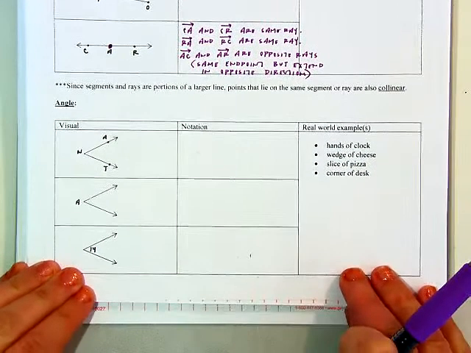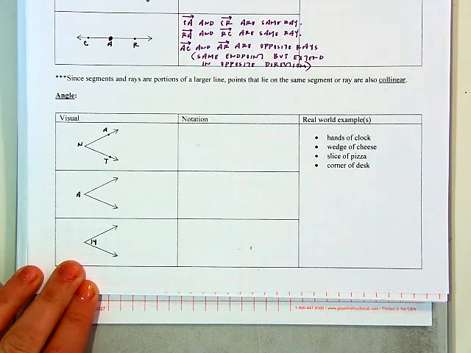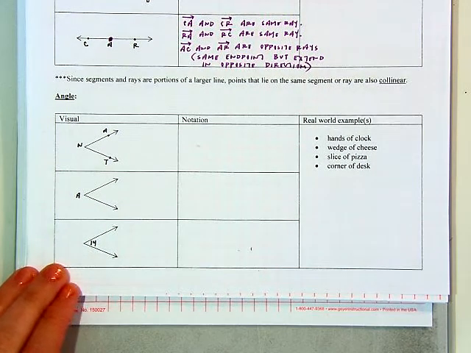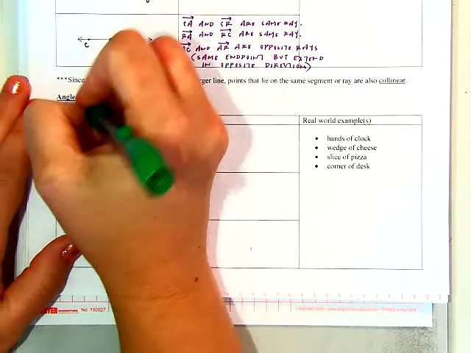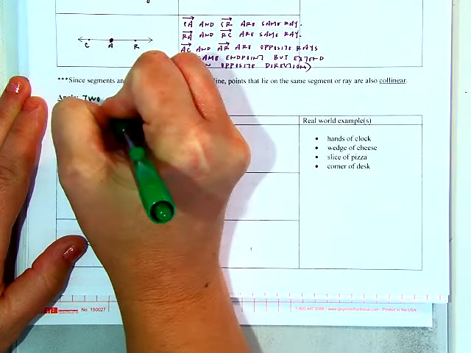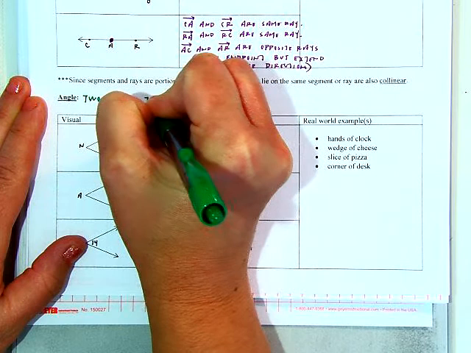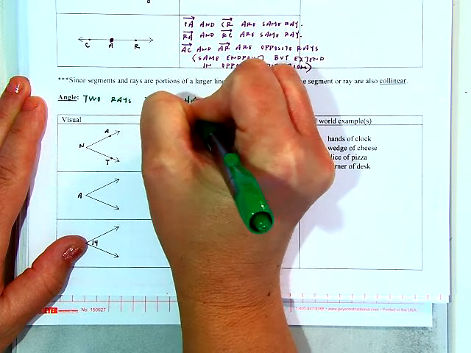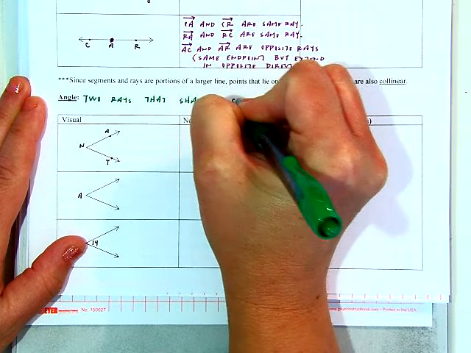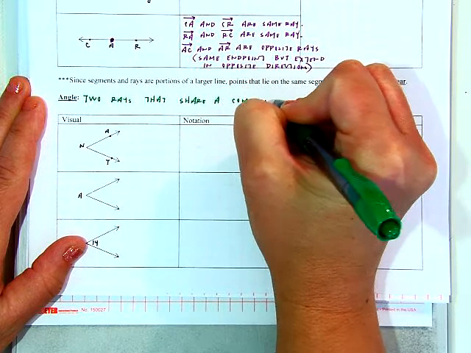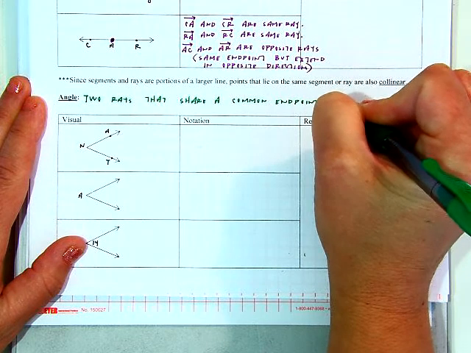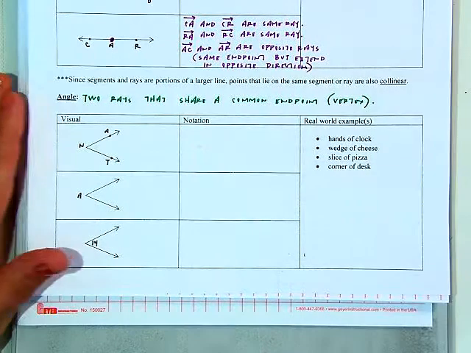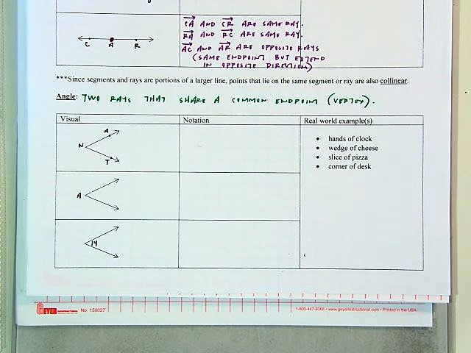All right, one last figure. This is the last of the defined terms. So an angle. An angle is simply two rays that share a common endpoint, and we call that endpoint the vertex. All right, so two rays that share a common endpoint, the vertex.